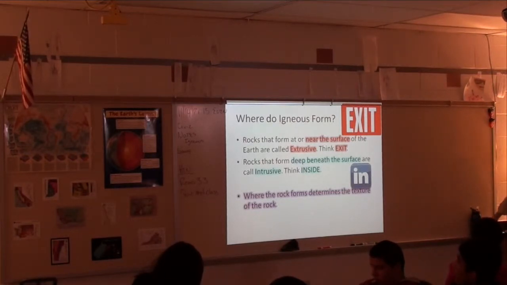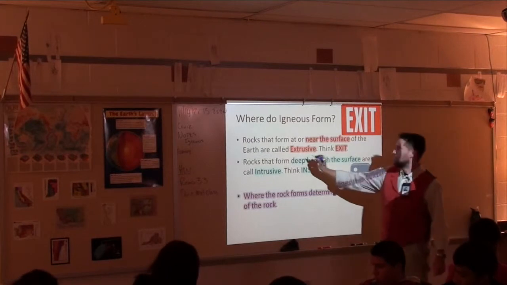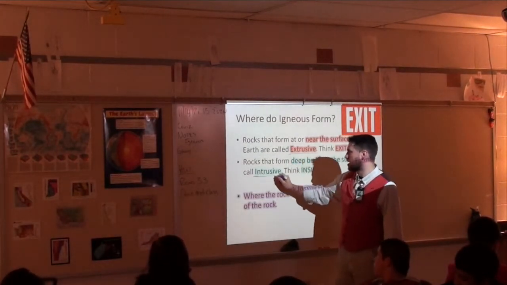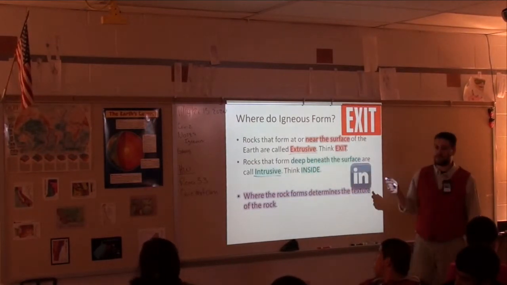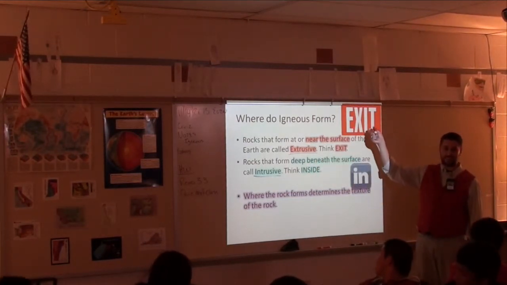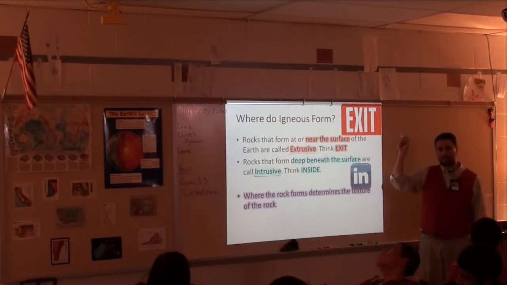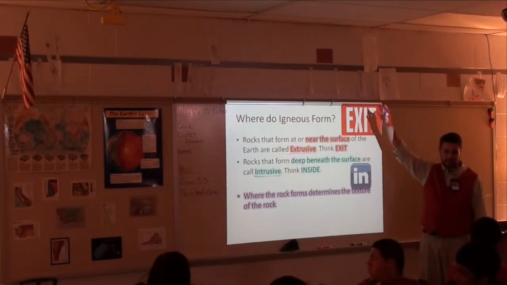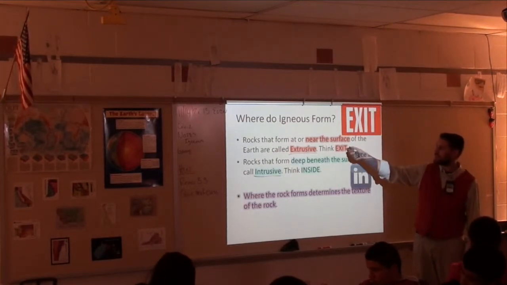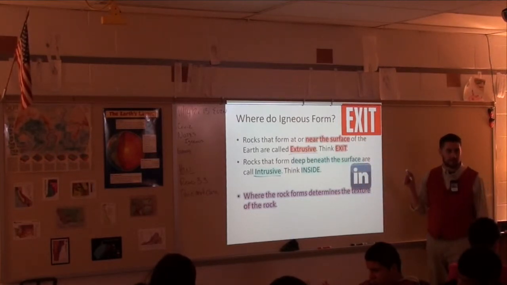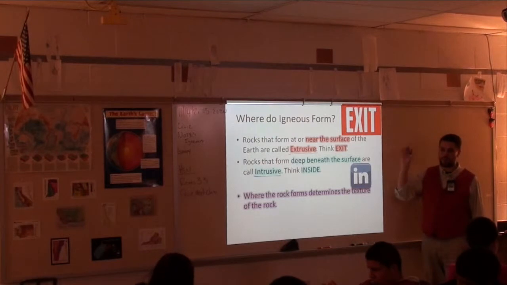First concept. Rocks that form near the surface of the earth are called extrusive rocks. So we have extrusive rocks, and we have intrusive rocks. Extrusive rocks have exited. Goodbye. They left the earth. They're no longer underneath the earth. They opened the door of the volcano and exited. Extrusive, exit. They're outside the earth. It's kind of a nice way to remember this.